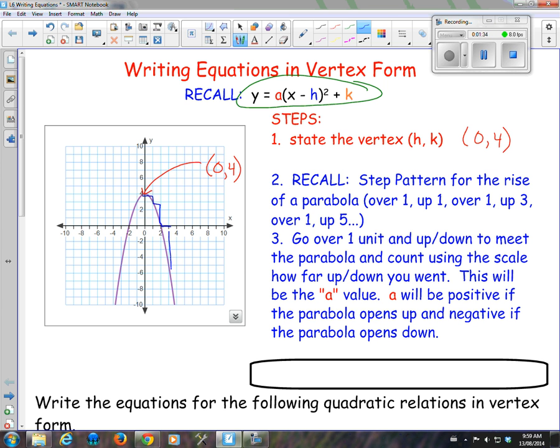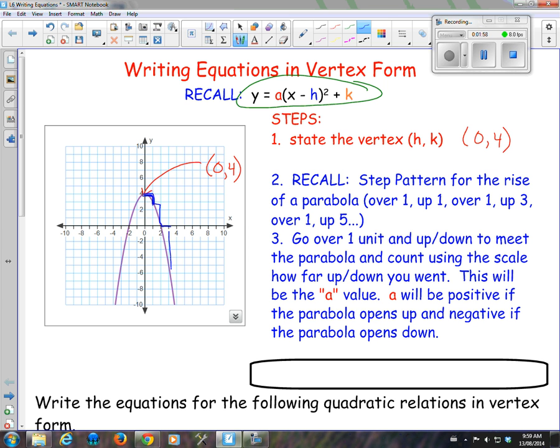When you're writing an equation, you're going to go to your parabola, and you're going to go over 1 from the vertex and up or down to meet your parabola, just like I've drawn on my parabola. Over 1, and in this case, I'm going down 1 to meet my parabola. That will tell you your a value. a will be positive if the parabola opens up, and negative if the parabola opens down.